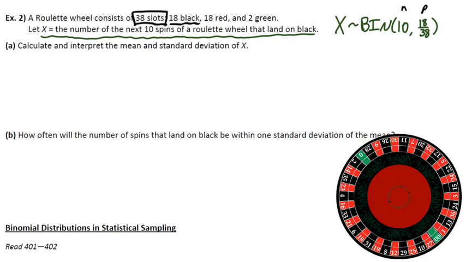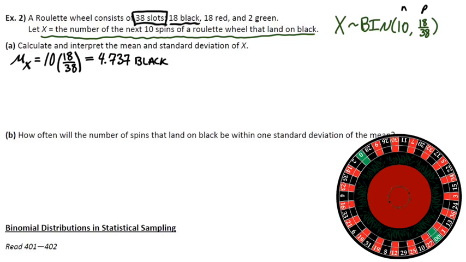So the probability of success is just 18 black slots out of a total of 38 slots on the roulette wheel. So the mean, and this is actually on the formula sheet, right? For a binomial random variable, you just do n times p. So 10 spins times the probability of success gives us 4.737 black slots.